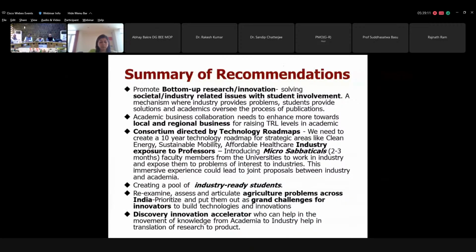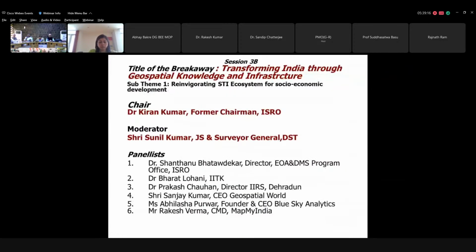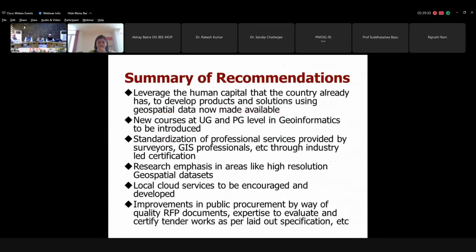And the other session was, my apologies, on transforming India through geospatial knowledge and infrastructure need. In this sector, the strong recommendation was leveraging the human capital that the country already has to develop products and solutions using the geospatial data, now made available through an outstanding policy which allows everyone to access this data.